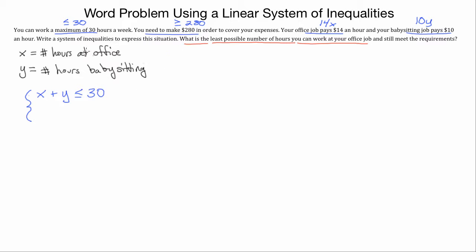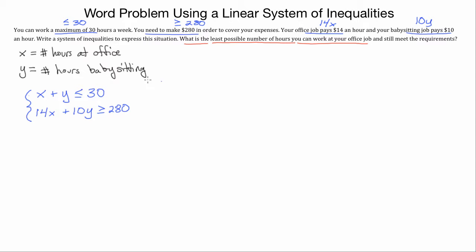The other one is how much money I make. So the money I make from my office job plus the money I make from my babysitting job, I want that to be greater than or equal to $280. So there we go. We've now got a system of inequalities that expresses what is going on.